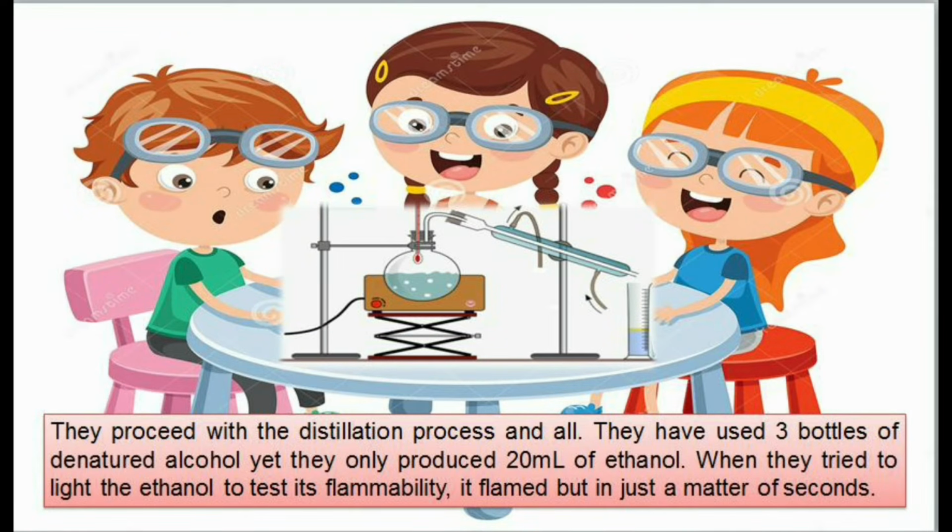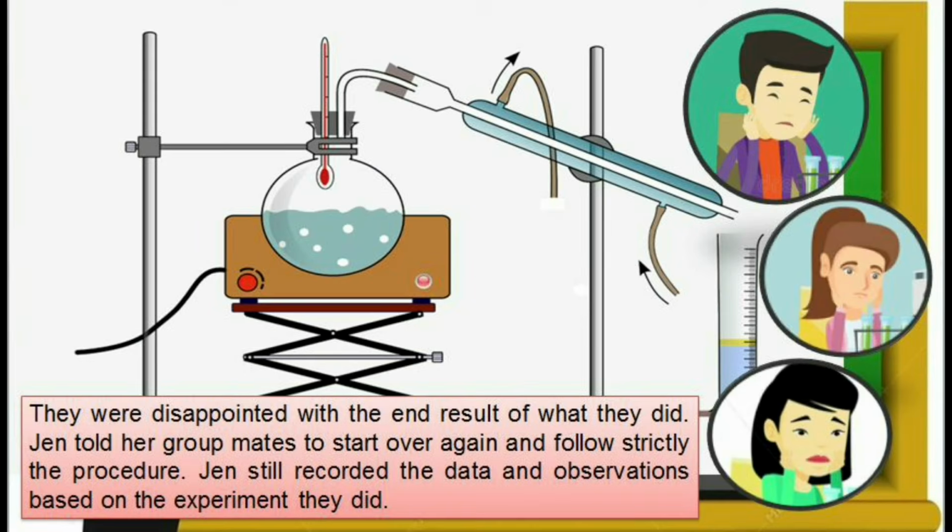They have used 3 bottles of denatured alcohol, yet they only produce 20 ml of ethanol. When they tried to light the ethanol to test its flammability, it flamed but in just a matter of seconds. They were disappointed with the end result of what they did. Jen told her groupmates to start over again and follow strictly the procedure. Jen still recorded the data and observations based on the experiment they did.